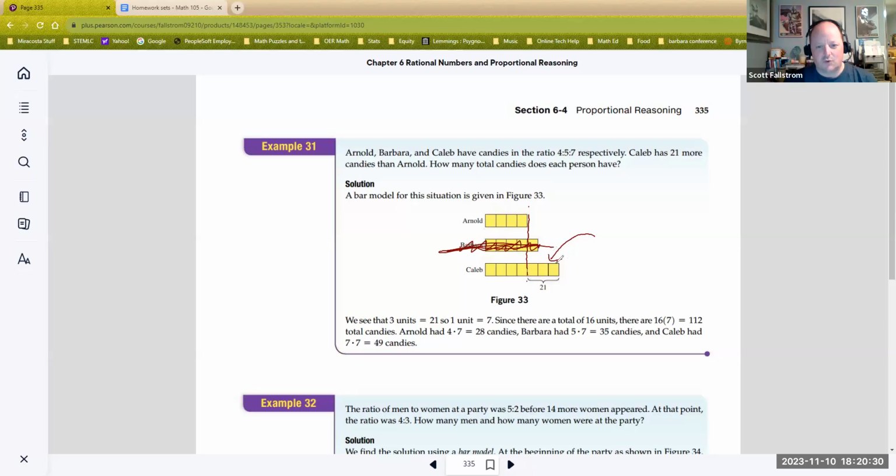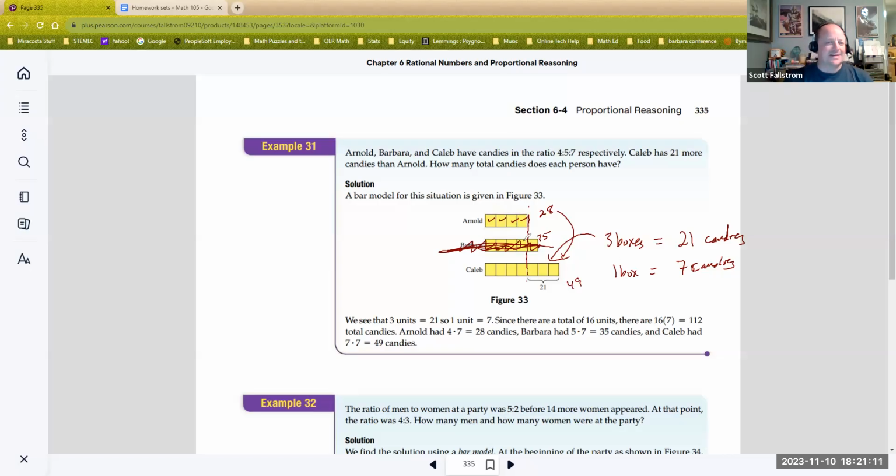Caleb has this many more, has 3 more boxes, if you will, or 3 more units, as they call it here. I prefer boxes, but 3 boxes is 21 candies. So 1 box would be worth 7 candies. Right? So that's how much 1 box would be worth. So then if I go through and I count the boxes, Arnold would have 1, 2, 3, 4 boxes, which would be 28 candies. Barbara would have 5 boxes, which would be 35. And you can see Caleb, we already know, has 21 more, so that would be 49.